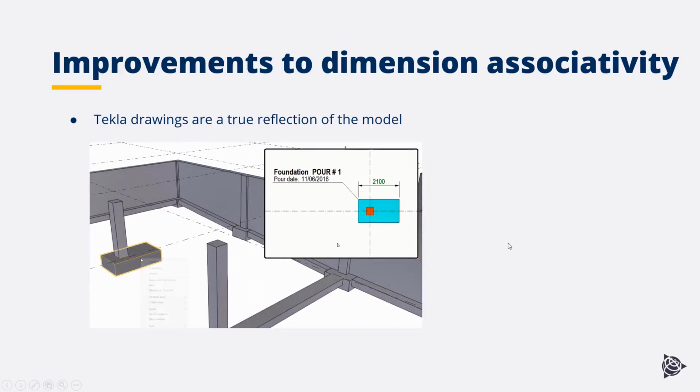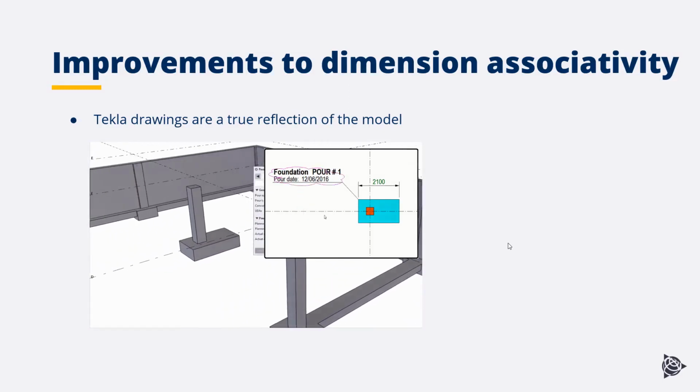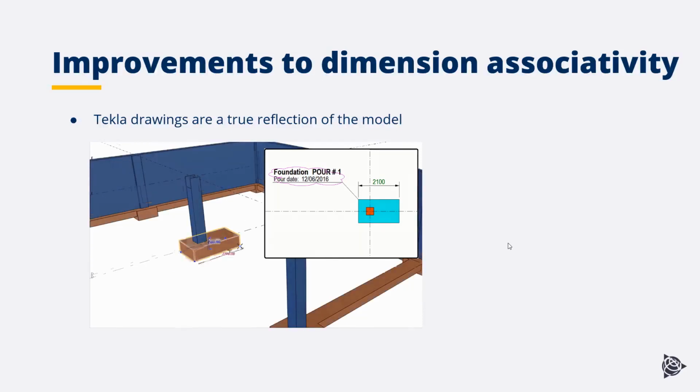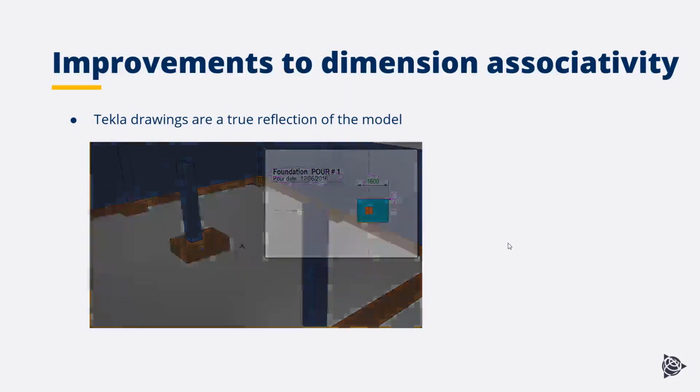Any changes that occur in the model, for example here I will change the property called pour date, is reflected in the drawing and marked with a revision cloud. Similarly, we can make also geometric changes. For example, I will resize this foundation. The dimension associated with that foundation is also changed.